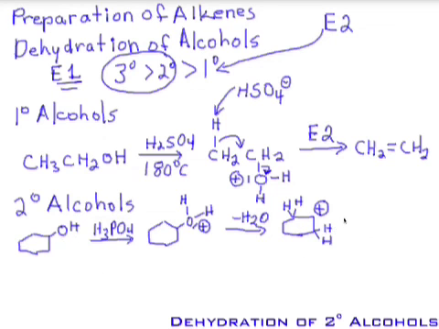So our base will come in very quickly and pull one of these H's off. In this case, our base would be H2PO4 minus. And it could come and grab a proton, and these electrons would make your pi bond, and you'd get this guy for your product, cyclohexene.